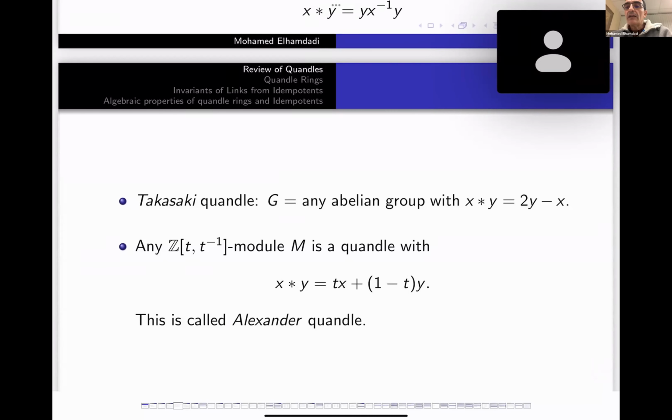Okay. If you take a module over the Laurent polynomial ring Z[t, t inverse], you can consider the quandle operation given by x star y equals tx plus (1 minus t)y. This is called the Alexander quandle because it relates to the Alexander polynomial. Algebraists usually call this an affine quandle. You can think of x star y as like alpha x plus beta y. You will require alpha to be invertible.